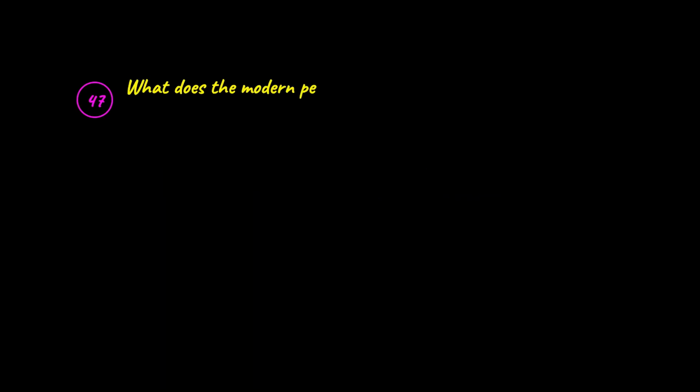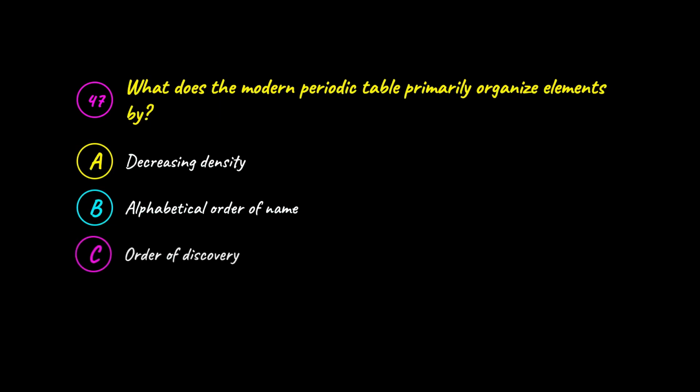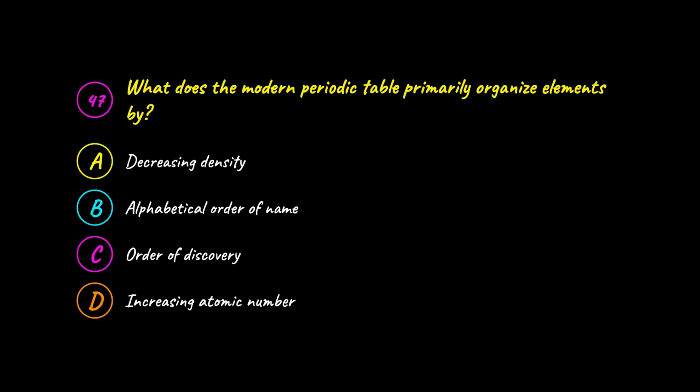Question 47. What does the modern periodic table primarily organize elements by? Your options are A. Decreasing density, B. Alphabetical order of name, C. Order of discovery, D. Increasing atomic number. Don't overthink it. Which one feels right?